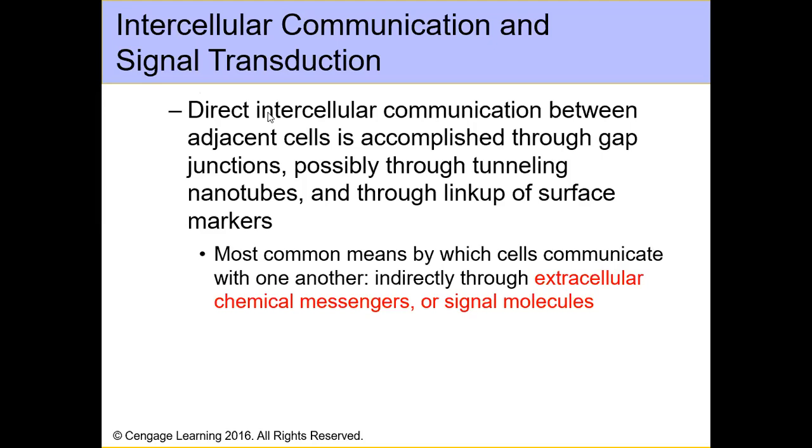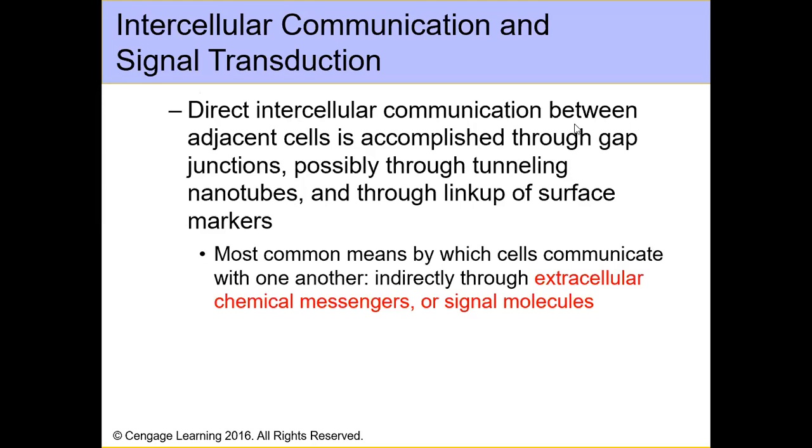You can have direct intercellular communication between cells through gap junctions. And this is because it has a tunnel that is connecting one cell to the other cell. In this case, they are talking of nanotubes, very tiny tubes, which are actually the channels that we are talking of.